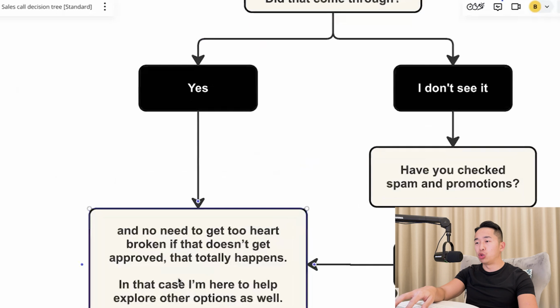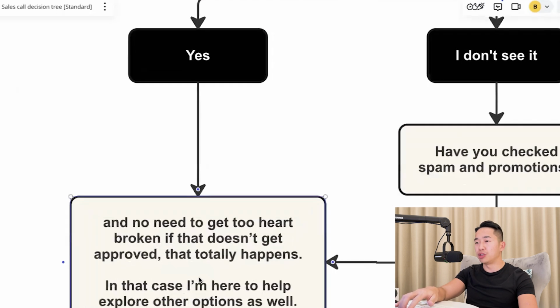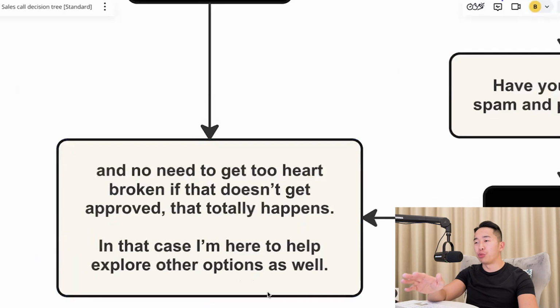And then what we do is a preemptive strike. I learned this from dating coaches. What you do is, all right, and no need to get heartbroken if that doesn't get approved. That totally happens. In that case, I'm still here to help you explore different options as well. So what is a preemptive strike?